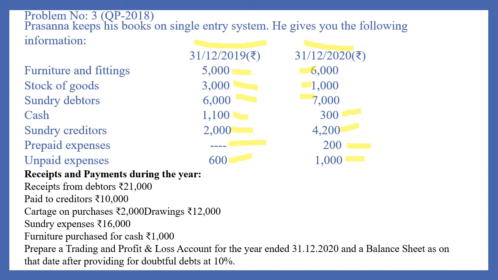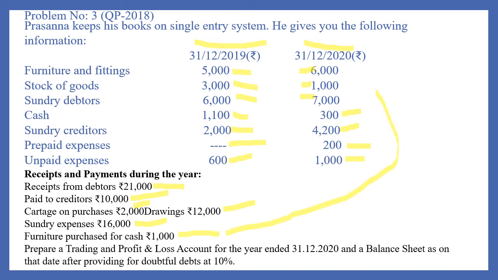Then receipts and payments. So receipts and payments account is similar to cash account. That means receipts and payments transactions are to be recorded in the cash account. Receipts from debtors, cash received from debtors 21,000, cash paid to creditors 10,000, cartage on purchases 2,000, drawings 12,000, sundry expenses 16,000, furniture purchased for rupees, cash 1,000.